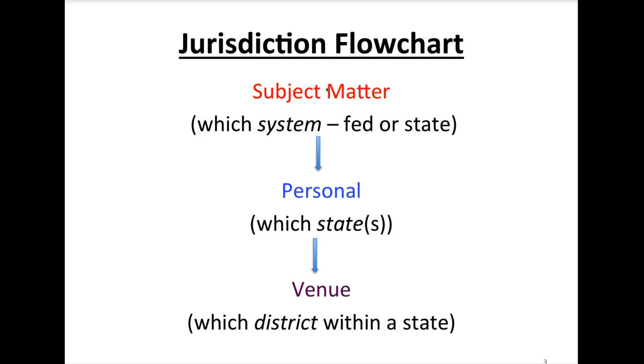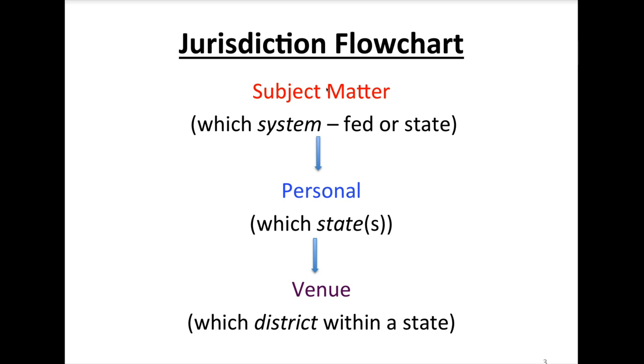So I try to create a jurisdiction flowchart. I know that you all have materials about what jurisdiction is, but I'm trying to show you in the grand scheme of things where we are in the semester. Basically we are starting with subject matter jurisdiction, the red, which is about which system we are in terms of courts, the federal system or the state system. After we figure out which system, then we'll move to personal jurisdiction, which is about which state in the system. And it says states because often there is more than one state.